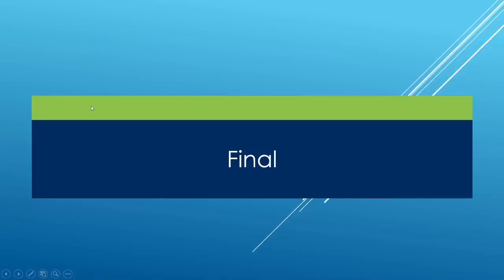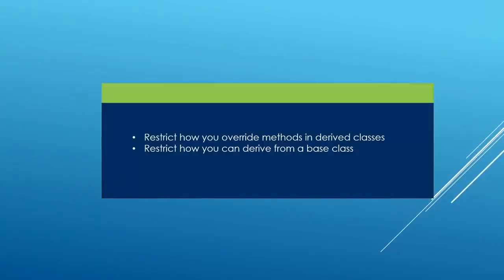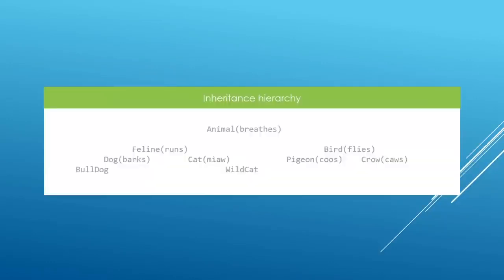In this lecture, we're going to learn about the final specifier used in inheritance hierarchies. This is going to allow you to do one of two things. You will either be able to restrict how you override methods in derived classes, or you can restrict how you can derive from base classes. I know this is in the air, but we're going to look at a few examples to really drive this home. Suppose we have an inheritance hierarchy like we see here.